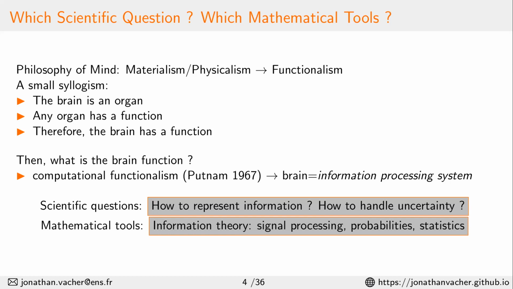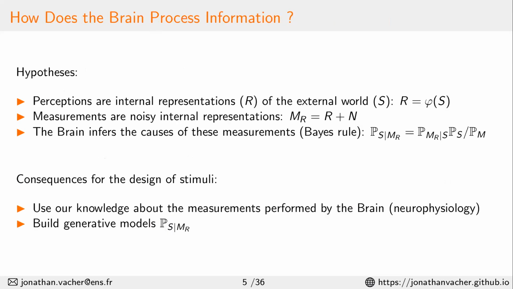So this is where I'm situated in the field. And this is the few equations that we will be using during this presentation. The hypothesis on how the brain processes information is that perceptions are internal representation R of the external world S. So R is an internal variable and S is a physical variable outside the brain. And we say that these measurements are noisy, so they are corrupted by noise.